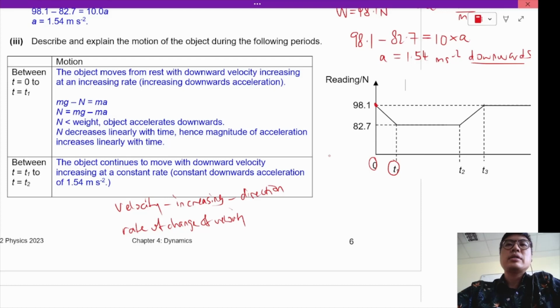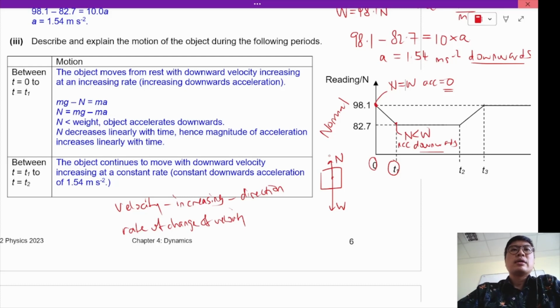Now over here, you can see that the normal force is equal to the weight. So over here, normal equals the weight, acceleration equals 0. Now over here, normal is less than the weight. So let me just remind you again, the normal is less than the weight. When the normal is less than the weight, the acceleration is downwards. You can see the acceleration is 0 and then there's something. So we can say that the object moves from rest with downward velocity increasing at an increasing rate. That means the downwards acceleration is getting larger.